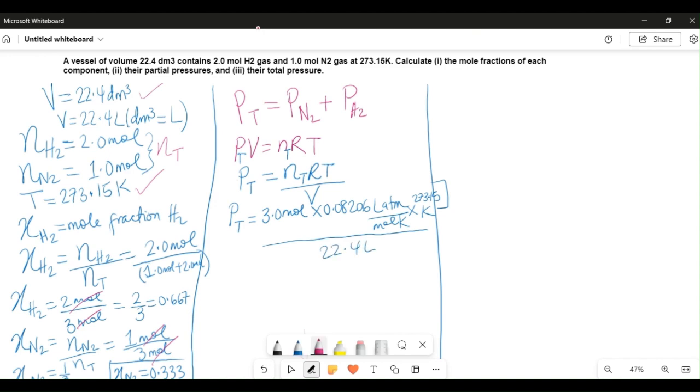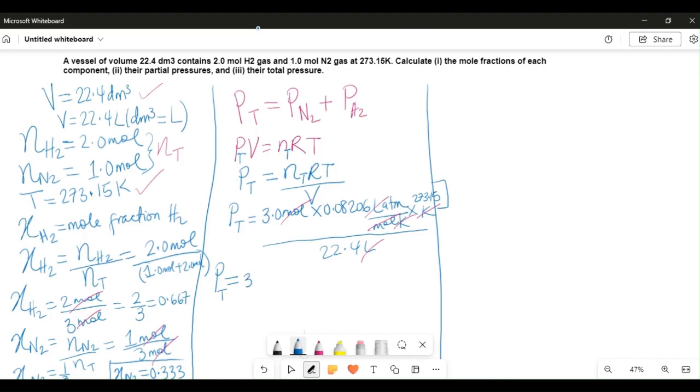I like to cancel out all of the units so I know what I'm working with. Mole cancels out, Kelvin cancels out, liters cancel out. So we only have atm, which matches the fact that we're finding pressure, so we're on the right track. I'm just going to rewrite what we have.